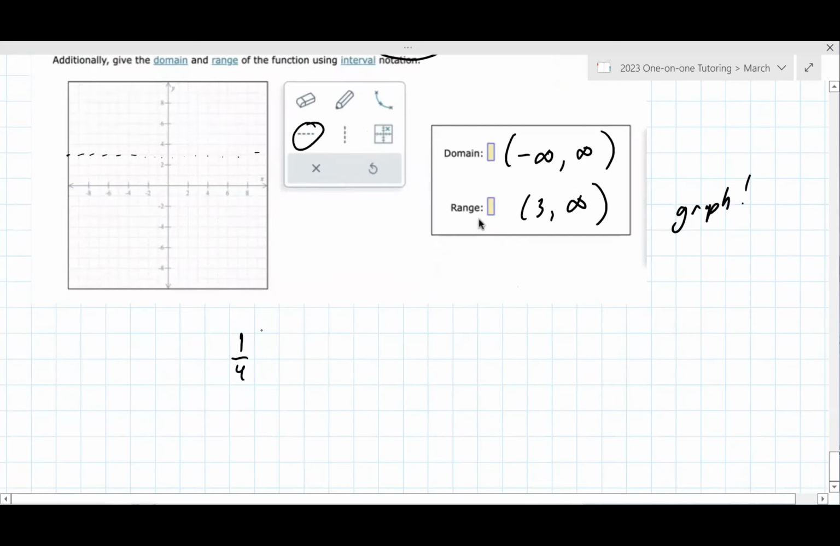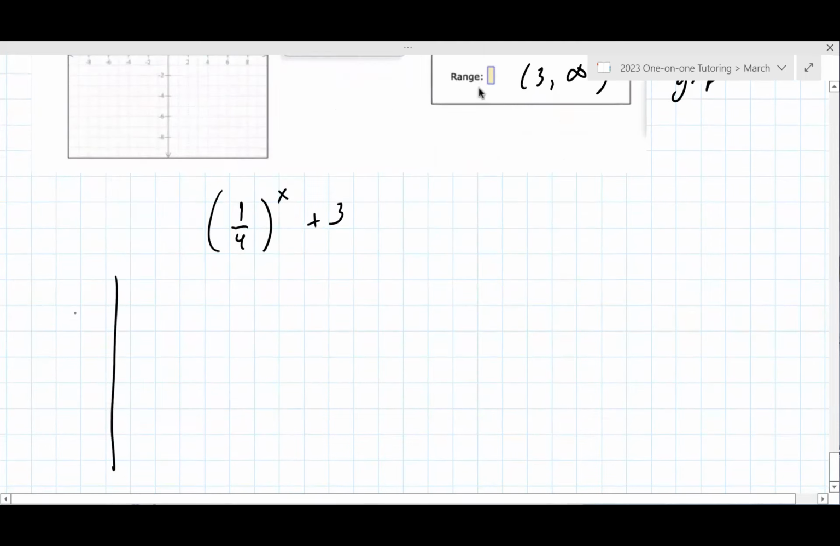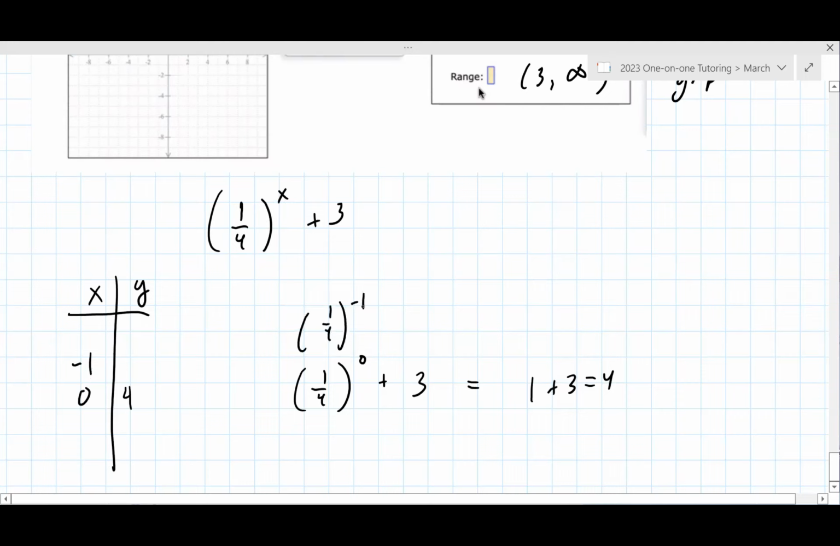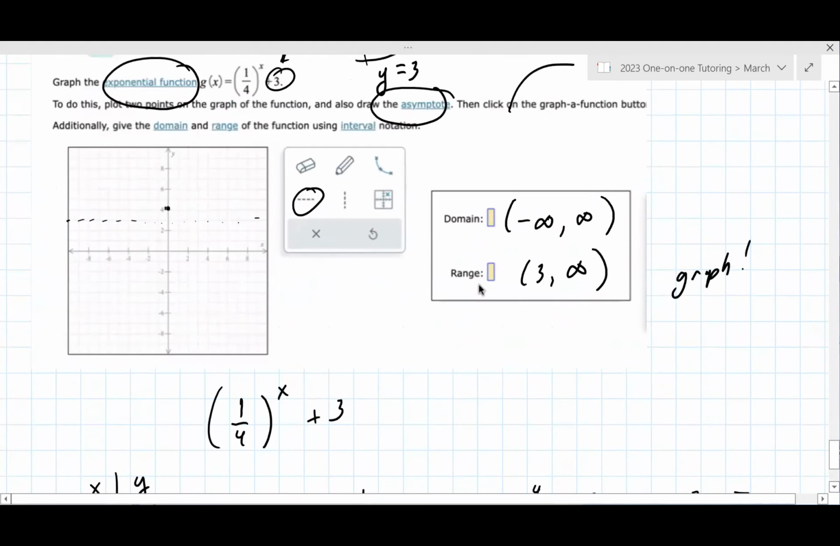All right, so it's 1/4 to the power of x plus 3. So in terms of your table, I recommend always doing 0 because anything to the 0 power is 1. So that would be 1/4 to the power of 0 plus 3. 1 plus 3 is 4. The next one, it is up to you. I would do -1 here because anything to the -1 power flips the fraction. But if you're not comfortable with that, it's okay if you want to use 1, you just end up getting a fraction as your answer. This ends up being 4/1 plus 3, or 4 plus 3, which is 7. So -1, 7, 0, 4.